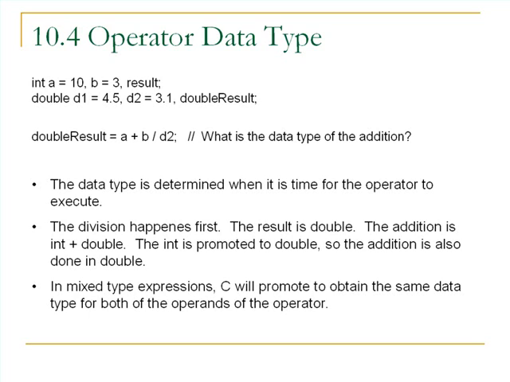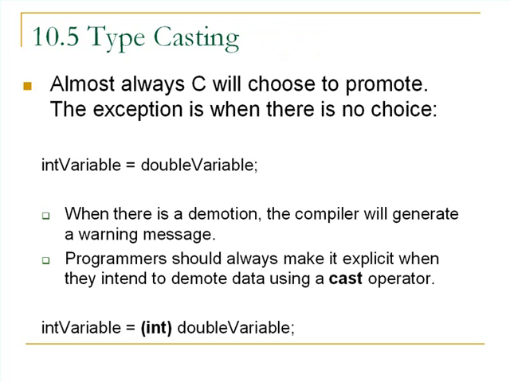When we have mixed data type expressions, we're going to have C always choose to promote from the smaller data type to the larger data type. So there is less room to store information in an int than there is in a double, and when C has a choice, it will always promote.